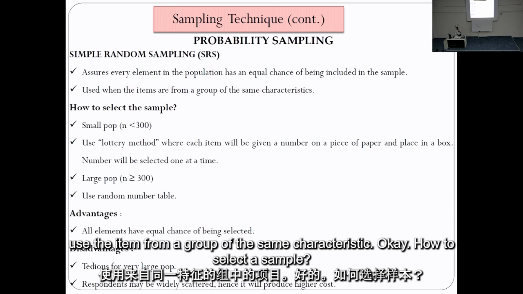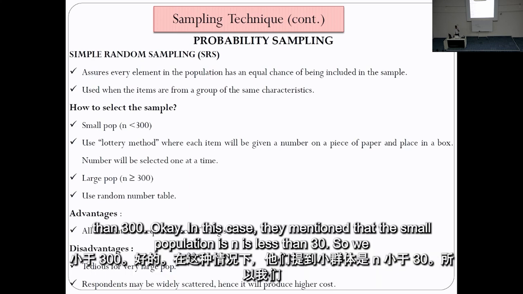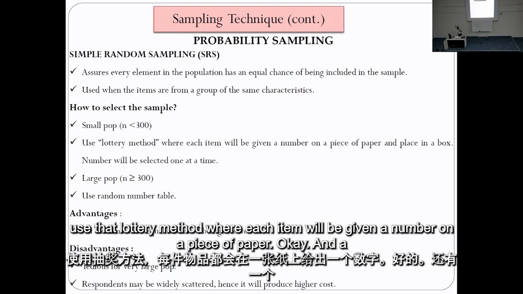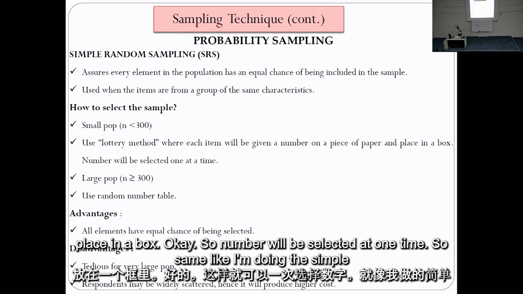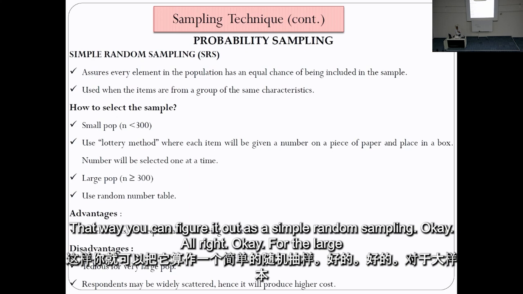Okay, how to select the sample? For a small population, n is below 30. In this case, they mentioned that the small population is n less than 30. So we use the lottery method, where each item is given a number on a piece of paper and placed in a box, and numbers are selected one at a time. It's the same as when I do simple random sampling by choosing your name from the attendee list during the tutorial class. That way you can figure it out as simple random sampling.